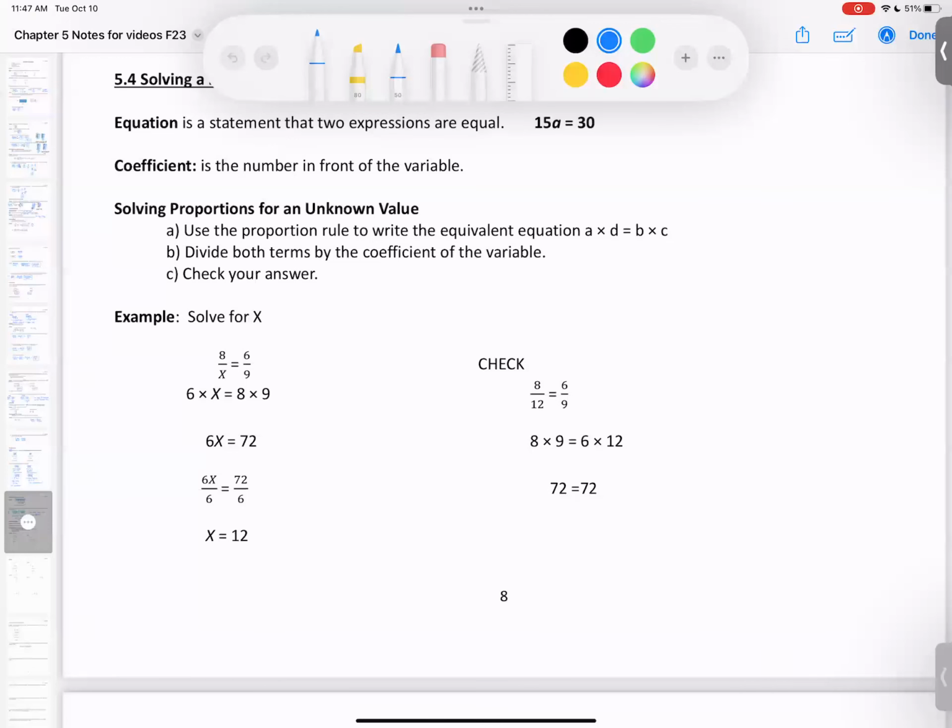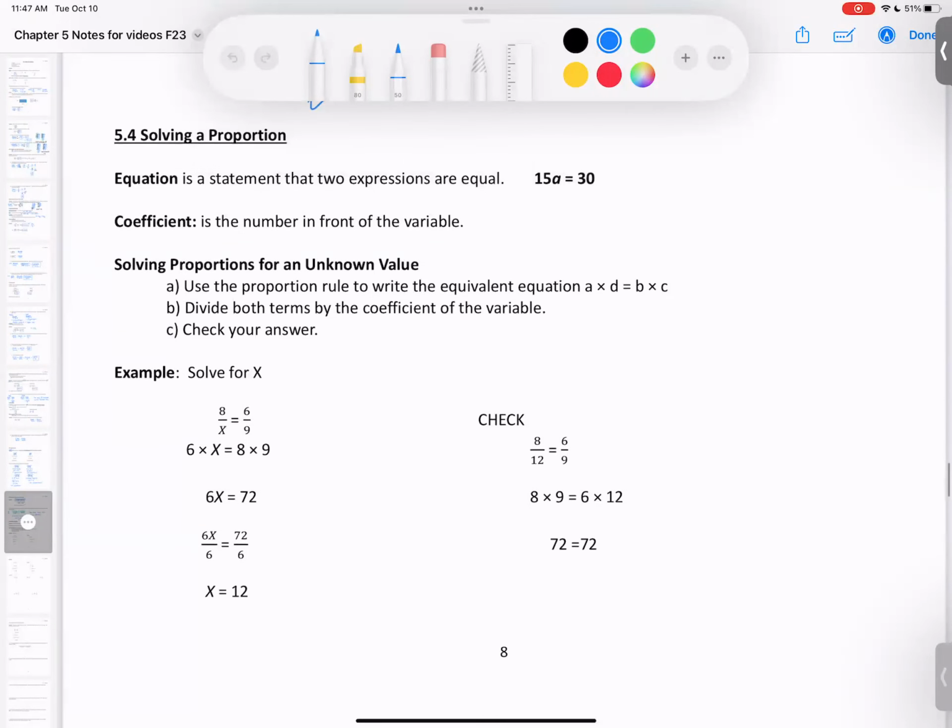All right, moving on to 5.4. Now we're looking at solving a proportion. So these are cases where you've got an equation where you might have something missing that we're trying to solve for. We already know an equation is a statement that two expressions are equal. So for example, here we have 15 times A equals 30.